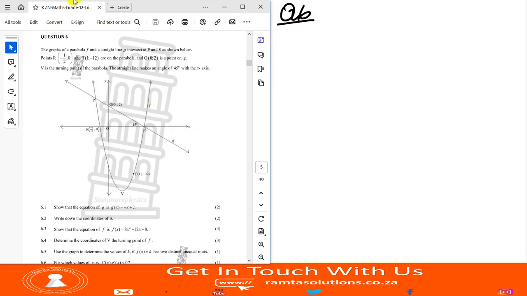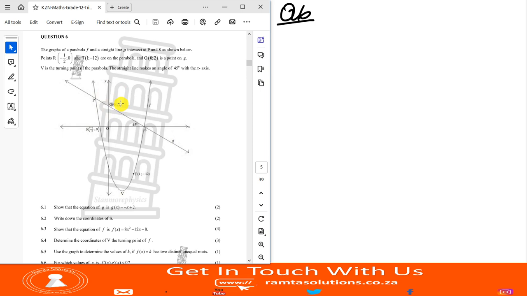This question says the graphs of a parabola f, okay, cool, and a straight line G intersect at P and S as shown in the diagram. Okay, cool. Point R with coordinates -½ and 0. Where is it? Here it is. And T with coordinates 1 and -12 are on the parabola. Okay, cool. And Q with coordinates 0 and 2 is a point on G.